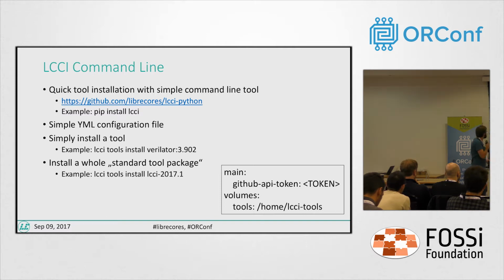And after that, you can just say, okay, I want LCCI tool to install this one. And for convenience, we even have larger versions where we make snapshots. Like LCCI 2017.1 is currently still a running version update. But this then contains the current version of Verilator, the current version of Icarus, and certain cross compilers that we need. It's all just at the beginning.